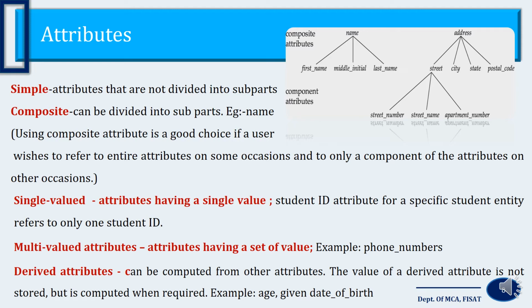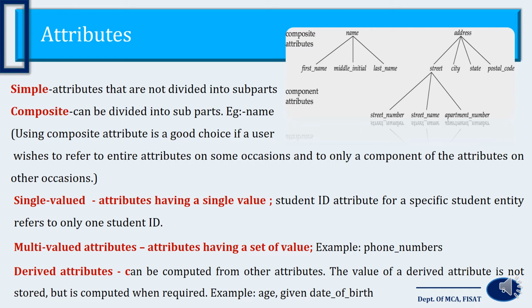Okay. Now moving to single valued and multi-valued attributes. Single valued, as the name indicates, attributes have only a single value. So the student ID attribute for a specific student entity refers to only one student ID. So it is a single valued attribute. And multi-valued attributes are attributes having a set of values. Can you give me an example? Phone numbers. We might have different phone numbers, right? So this attribute may have many values. So it is a multi-valued attribute.